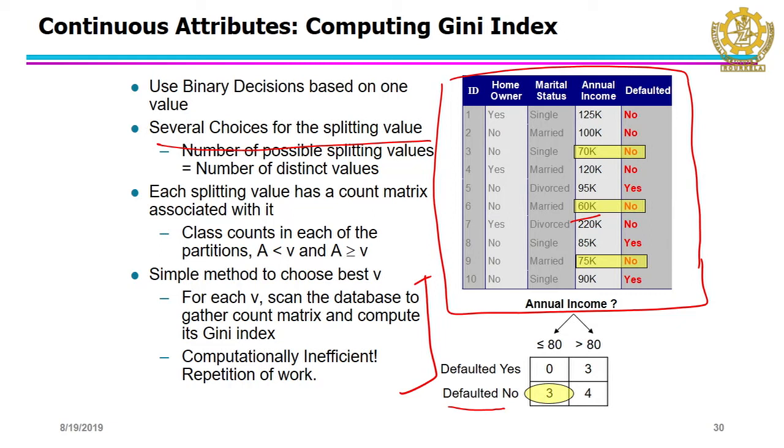Now, what do you have to do? Less than 80 is done, then we have to compute the distribution for greater than 80. Greater than 80, class yes, we can see 3 values here. This is this color here, here and here. So we got 3, and the rest of them are class no. Then we can compute the impurity.